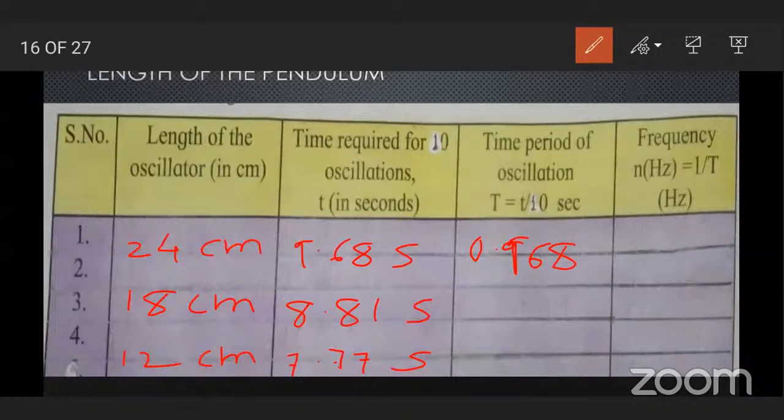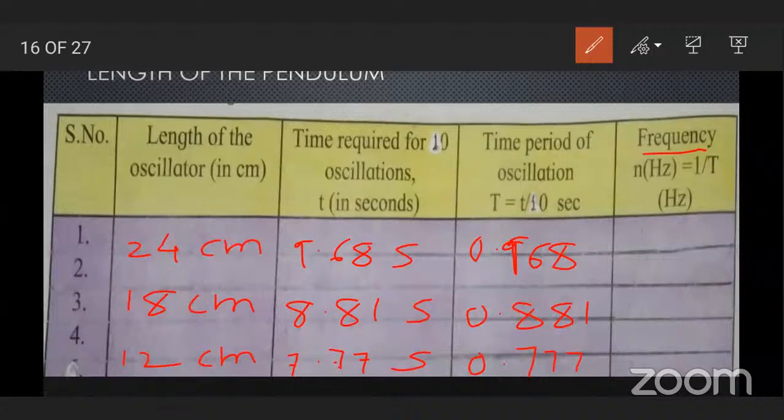Next one is 8.81 divided by 10. It will be 0.881 second. Next one is 7.77 divided by 10. Answer is 0.777 seconds. Okay. Now we have to calculate frequency also.